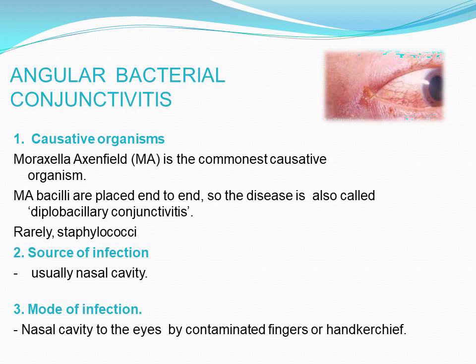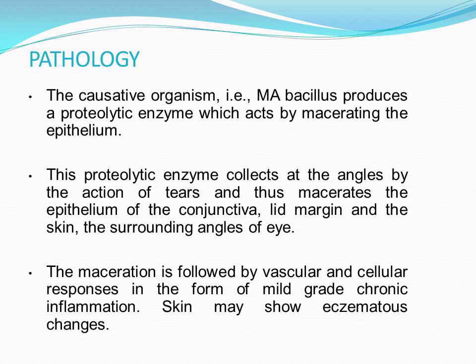Angular bacterial conjunctivitis. It is mild chronic conjunctivitis confined to the conjunctiva and lid margins near the angles. It is caused by Moraxella axenfeld bacilli and rarely by Staphylococcus. It is spread from the nasal cavity to the eyes by contaminated fingers or handkerchief. This bacillus produces a proteolytic enzyme which causes maceration of the epithelium, followed by vascular and cellular responses in the form of mild-grade chronic inflammation.